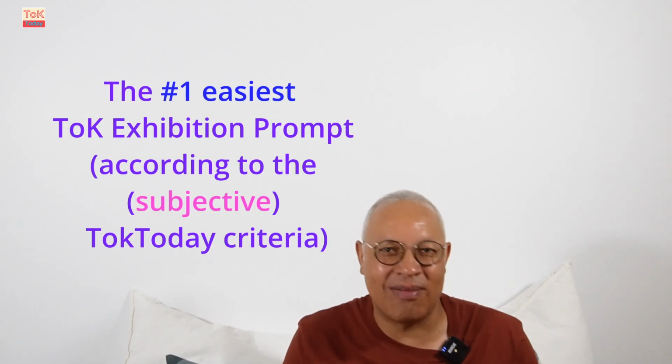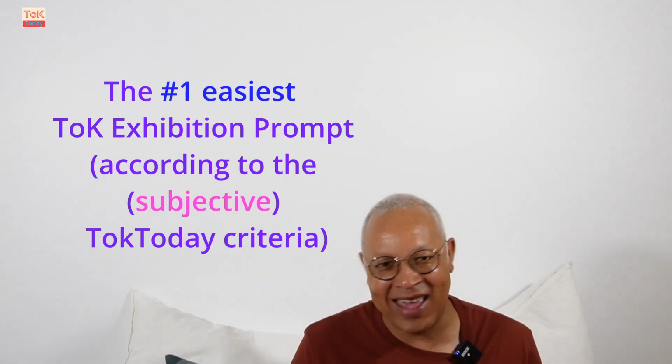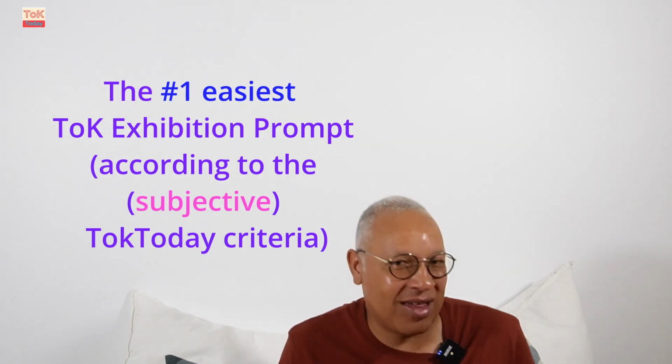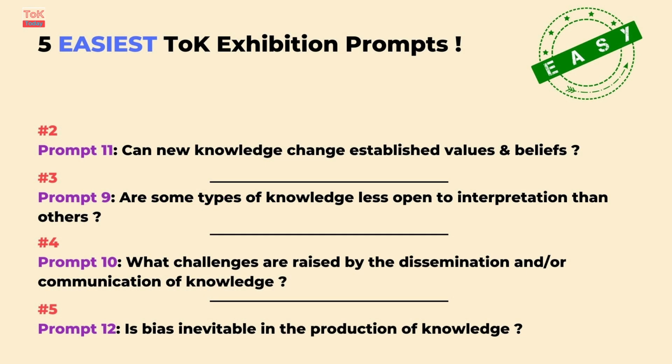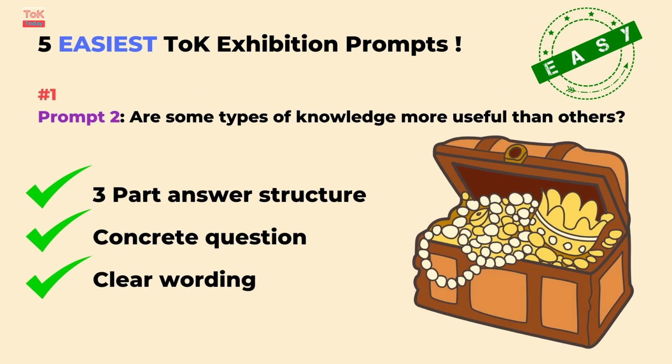And now we come to the easiest TOK exhibition prompt according to the rather subjective TOK Today exhibition criteria. And the easiest TOK exhibition prompt is, of course, prompt number 2. Are some types of knowledge more useful than others? It scores highly in all 3 of our categories, and it has lots of lovely knowledge arguments that could be illustrated using a veritable treasure trove of objects from which you can choose. So there we have it.